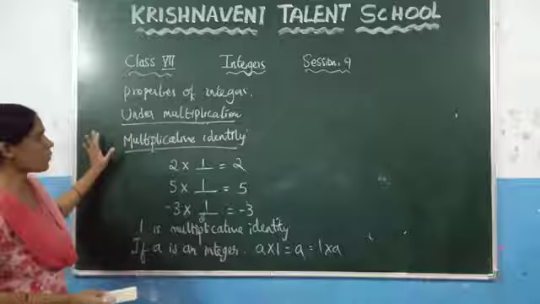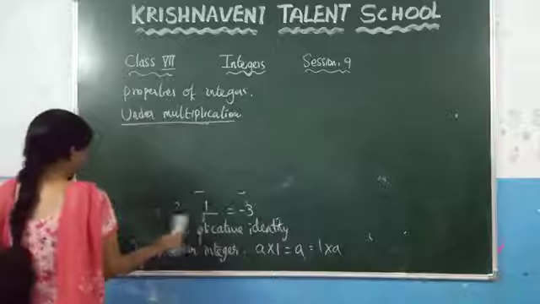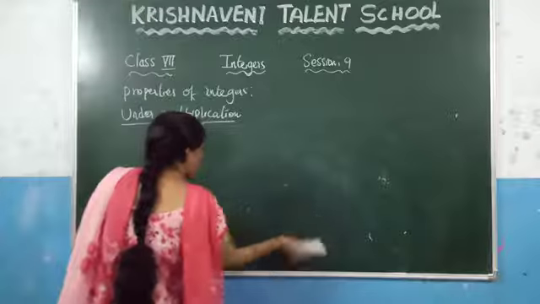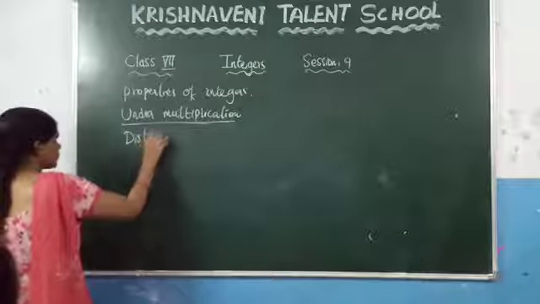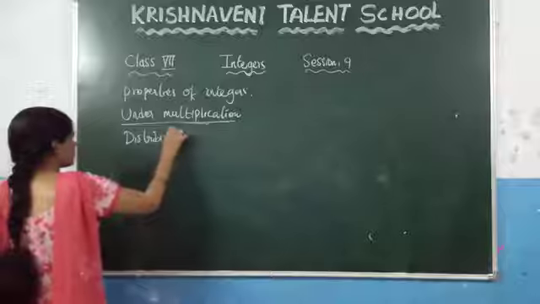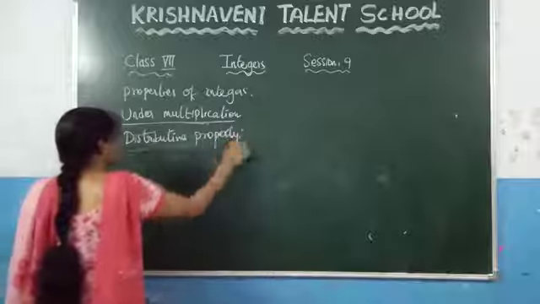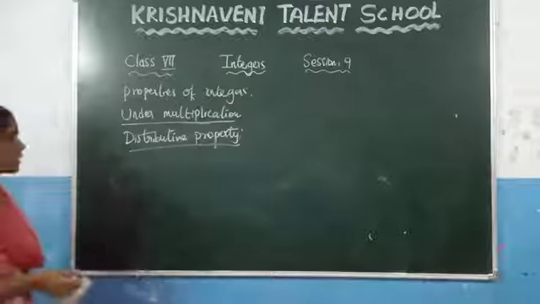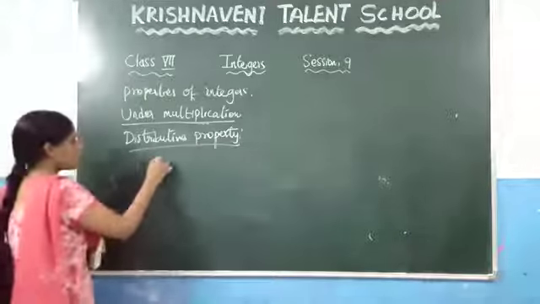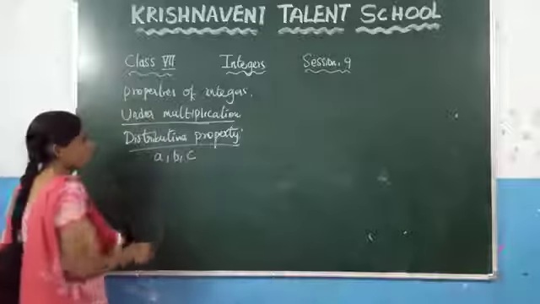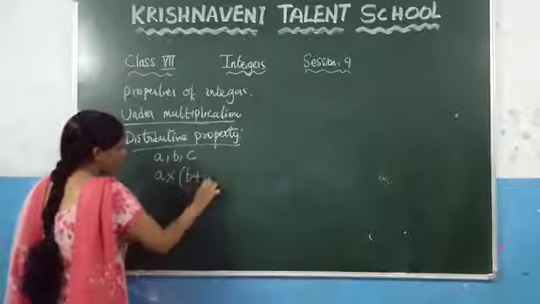Let us discuss the last property under multiplication, which is the distributive property. What does the distributive property say here? For this property also we need 3 integers. Let us consider those integers as a, b, c. So what the distributive property says here: a into (b plus c).